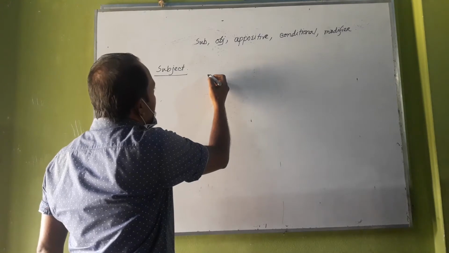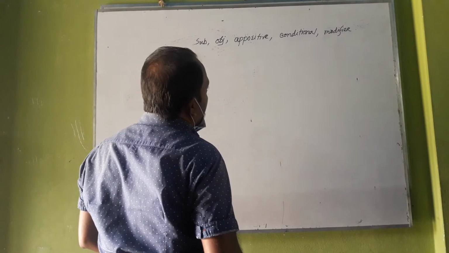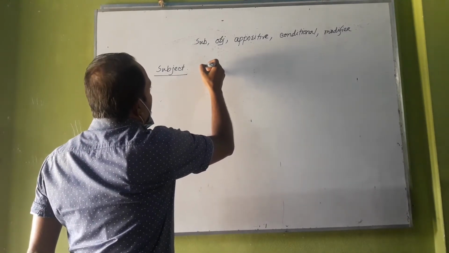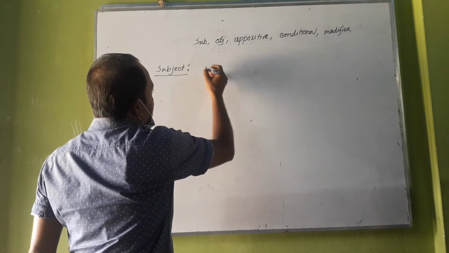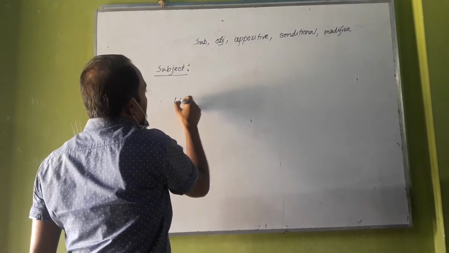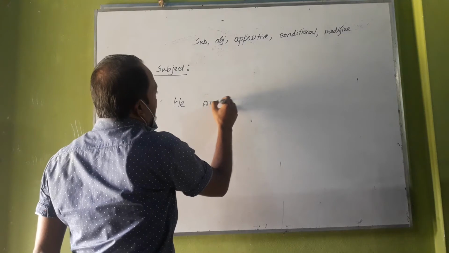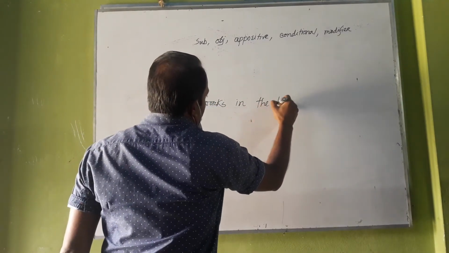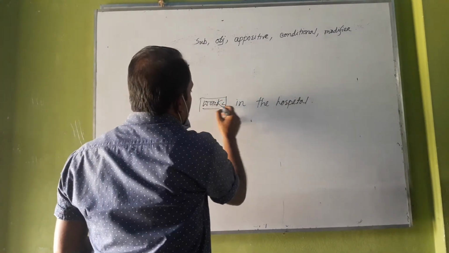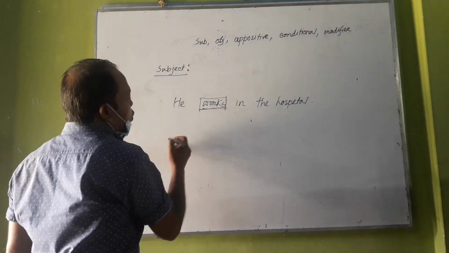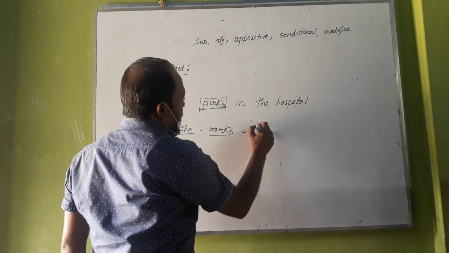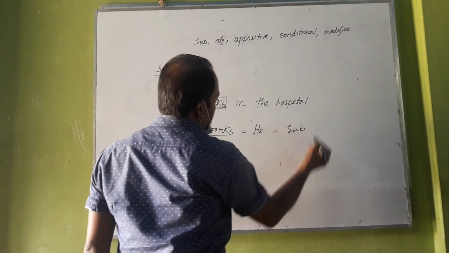If you are able to find out the verb, you have to ask the verb something. Suppose he works in the hospital. Here the verb is what? Works. Then ask works with who: who works? The answer is what? He. Then he is the subject. Okay.